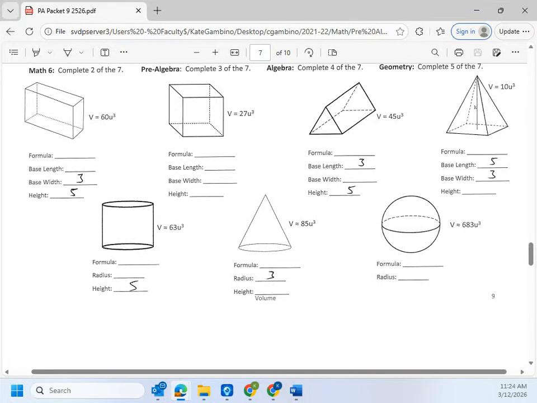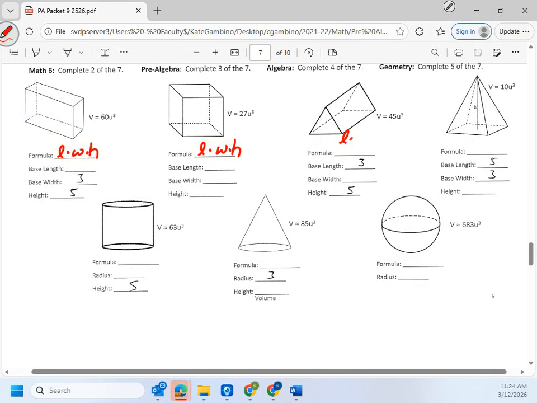This page, same formulas that we've had on previous packets. Okay, different lengths and widths and heights that are being given. So, good formulas for you to start memorizing. Rectangular prism is length times width times height. Our cube is length times width times height. Just remember, it is a cube, so they all have to be the same.